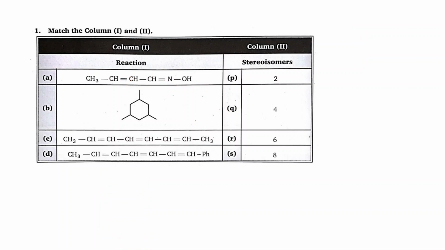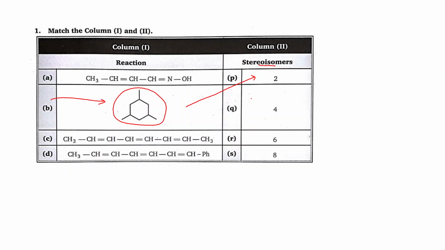Okay, how about this B part? It is pretty interesting. This question is from this book by M.S. Chauhan, a pretty famous book among JEE aspirants, and they have written that there are 2 stereoisomers, but I will show you that this is wrong.